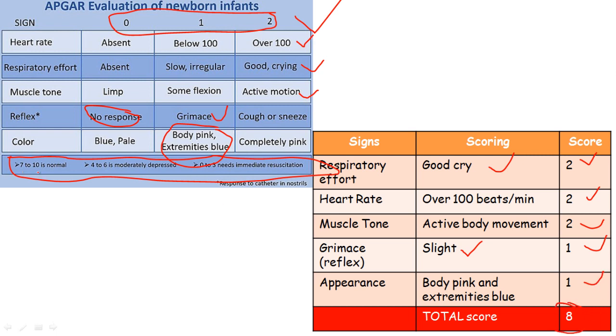So here we can make the interpretation. Between 7 to 10 is normal, 4 to 6 is moderately depressed, and 0 to 3 needs immediate resuscitation. Here the baby is getting only 8, so that is coming under normal. So we need not bother much. After 5 minutes or after 15 minutes, you can take another APGAR score and find the result.